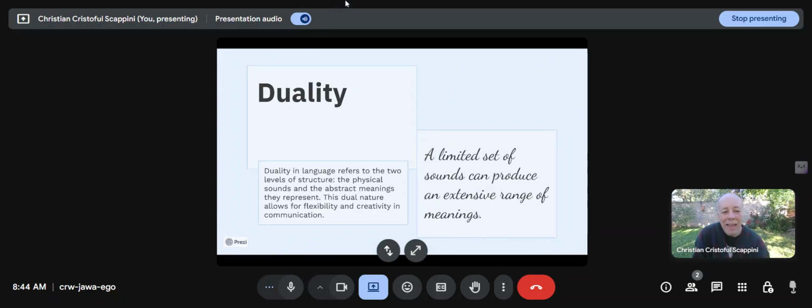The next one is called duality. Why? Dual means two different things. One is that we have sounds in languages, and the other is that the sounds are meaningful. We have meaning. So, sound and meaning together. That is the feature of languages. Not just sound, not just meaning, sound and meaning together. So, that is duality. That's the second feature of languages.